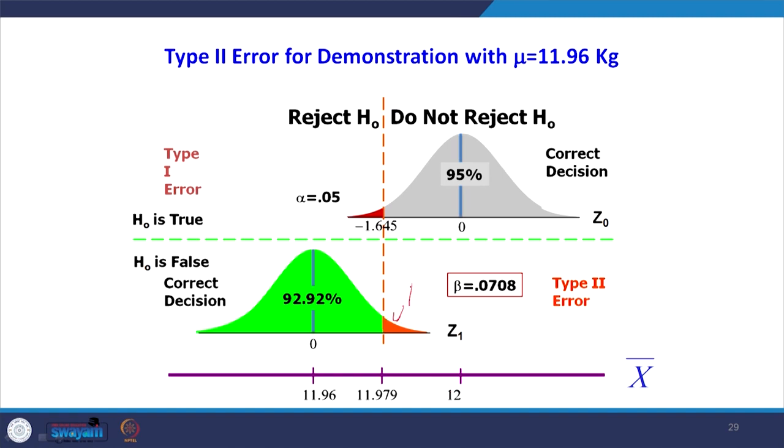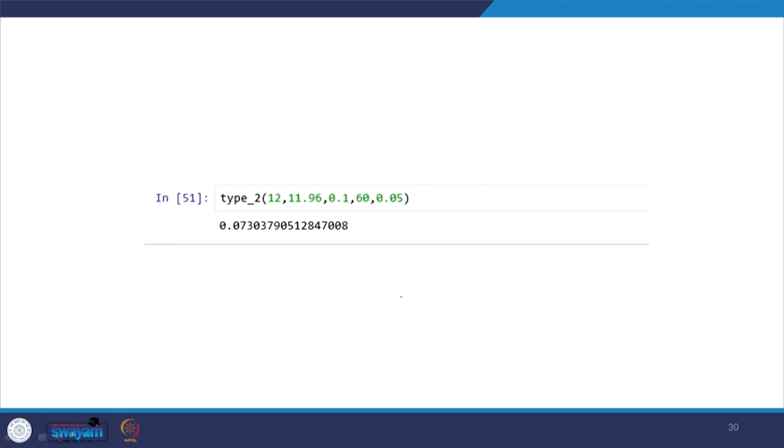So, this portion is my beta, the type 2 error. We have already developed a function for that. We will substitute 12, 11.96, 0.1, 60, 0.05. So, what is happening? The value of beta is becoming very less.